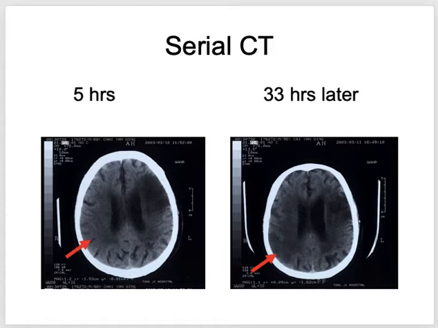The first thing in any case should be ABC, which is airway, breathing, and circulation. We take the vital signs: we check the temperature, the heart rate, the oxygen saturation, the blood pressure. Take bloods, and go for blood sugar levels urgently. Hypoglycemia can mimic stroke.